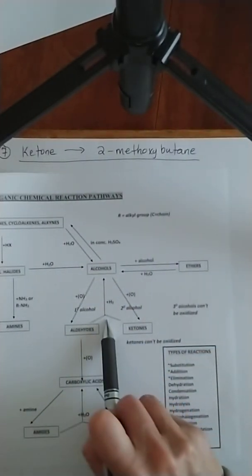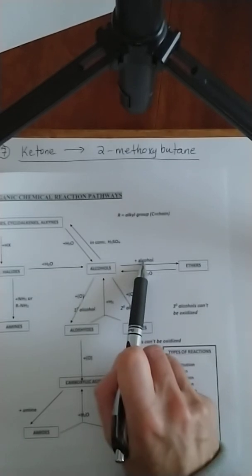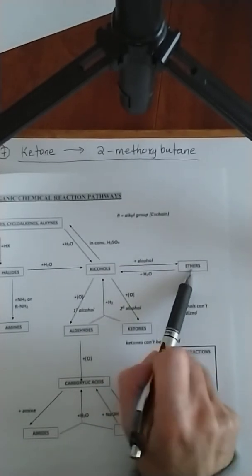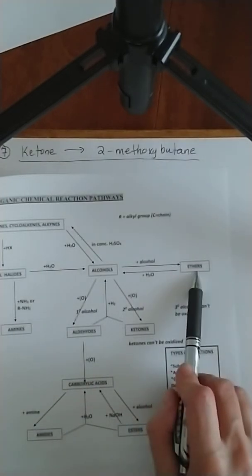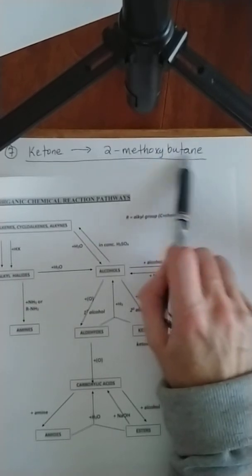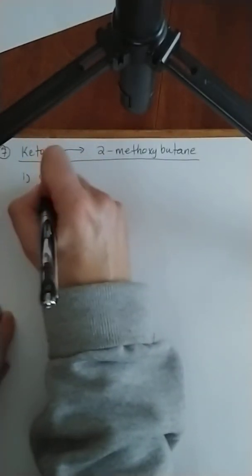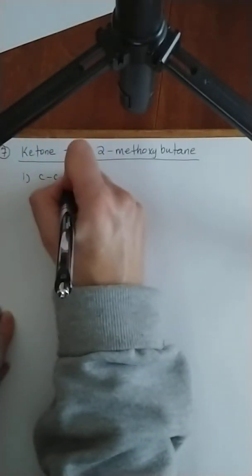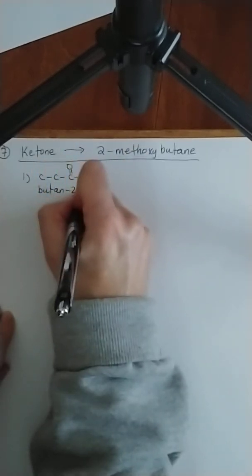So to make an ether from a ketone, we have to turn it into an alcohol first by adding hydrogen, and then we have to take that alcohol, add another alcohol to it to make the ether. So an ether is made from the reaction of two alcohols. So our parent ketone we have to start with has to be a butane, because that's the parent in our ether. So we're going to start with a butane ketone, which is butanone. So we're going to start with butanone.